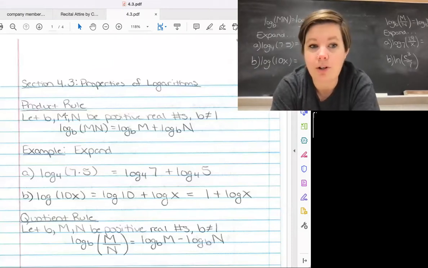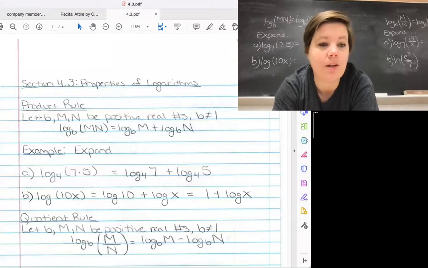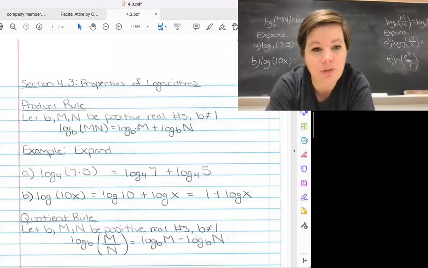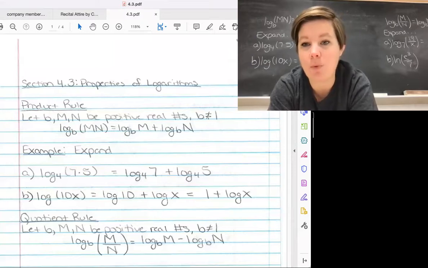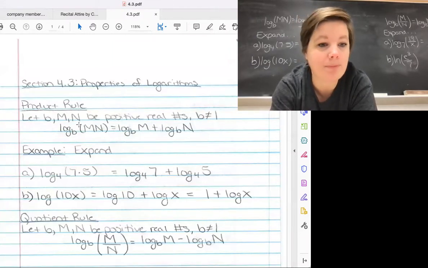So the first rule we're going to learn is the product rule. If you see the word product, that means multiplication. So if we let b, m, and n be positive real numbers, that's going to be the start of all of these rules. And obviously b is not 1. You don't want the base to be 1.